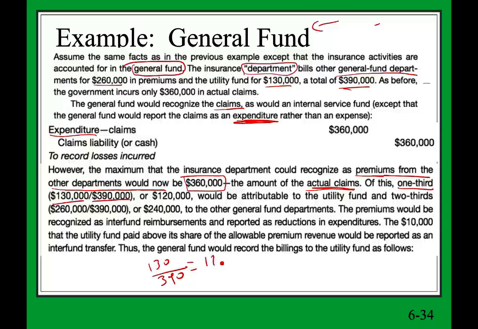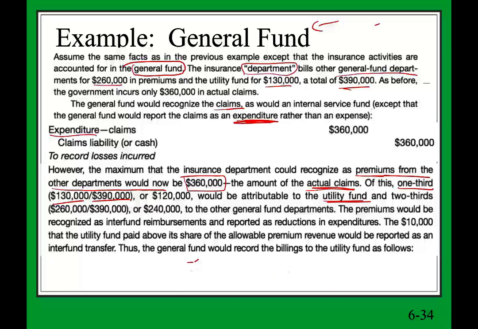One third of the 360, or 120, would be attributable to the utility fund. And two thirds, remember, the general fund contributed two thirds of the 360, which is 240 of the total. This is the ratio. This is not equal to this. This is equal to one third times, this is two thirds times the amount. Okay, 240 for the general fund.